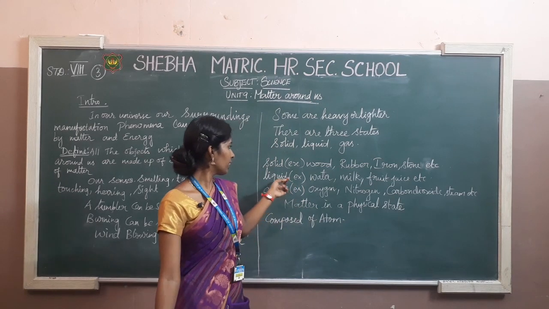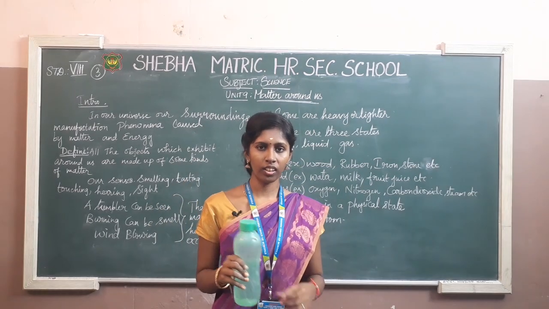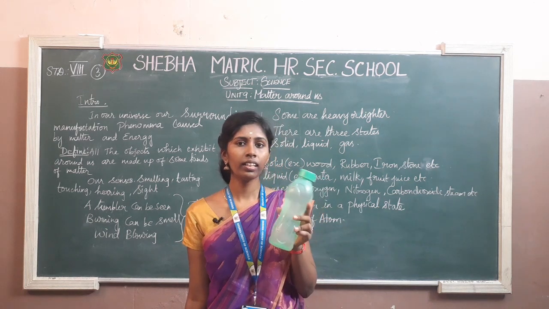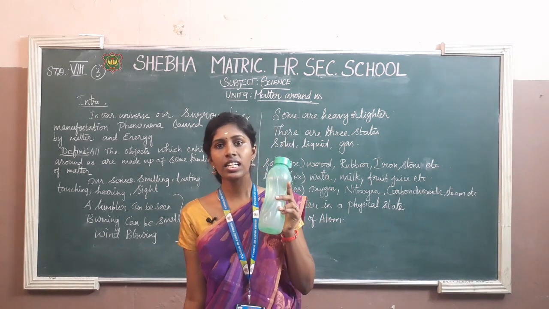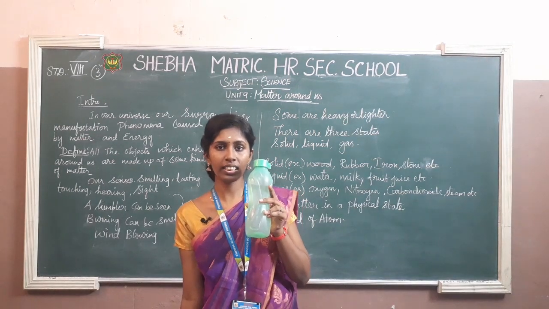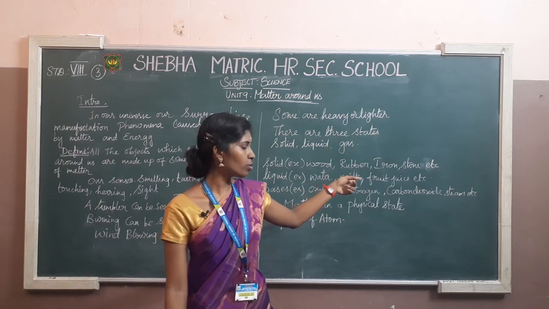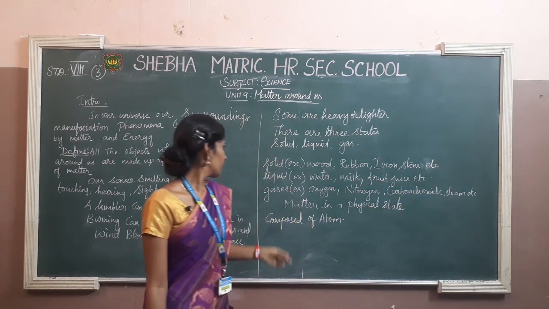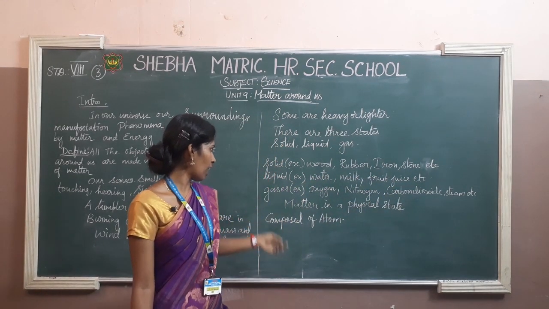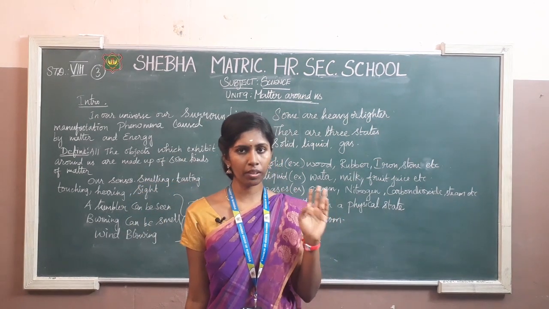After that, liquid. The best example of a liquid is water. Water does not have a defined shape and size. It also has no color, it's transparent. Water, milk and fruit juice are all liquid substances. After that, gas. In our surrounding, oxygen will be there.